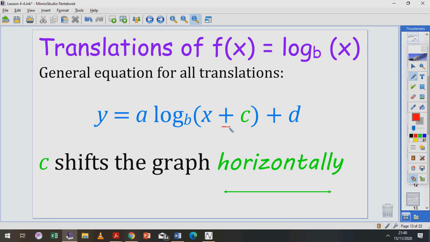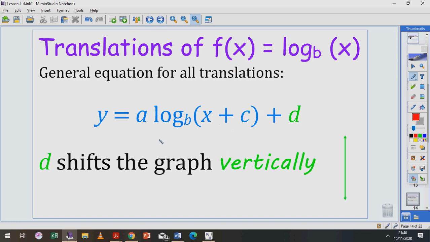I hope you can imagine c shifts the graph horizontally. So the value of c can be plus or minus. If it's positive, it shifts the graph to the left. If it's negative, it shifts the graph to the right. The value of d shifts the graph vertically. Again, if it's positive, it shifts it upwards, and if it's negative, it moves it downwards.